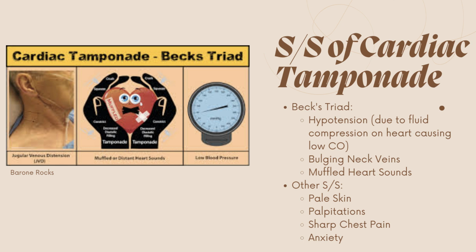So the signs and symptoms of cardiac tamponade, there are 3 that we look out for. This is considered Beck's triad. This includes bulging neck veins or jugular vein distension, depicted on the left side in picture 1. Hypotension, which is due to the fluid compression on the heart, which causes the low cardiac output, and then muffled heart sounds. The muffled heart sounds are also due to the excess fluid.